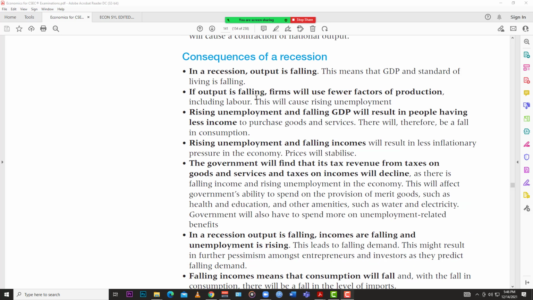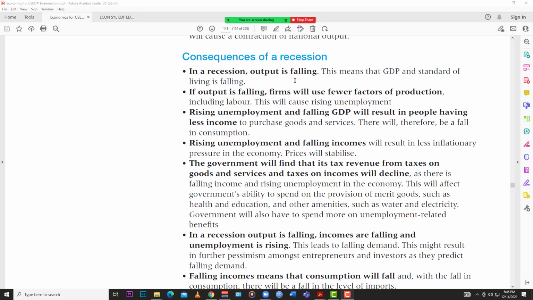So what are some of the consequences of a recession? Let's run through them. In a recession, output is falling. I remember what we said last time, national output or GDP. In a recession, GDP is falling. So this means that GDP and standard of living is falling in a recession. Those are some consequences of the recession. The output is falling, so therefore GDP is falling. So your national output will fall during a recession. So the monetary value of goods produced within the economy will start falling during a recession.